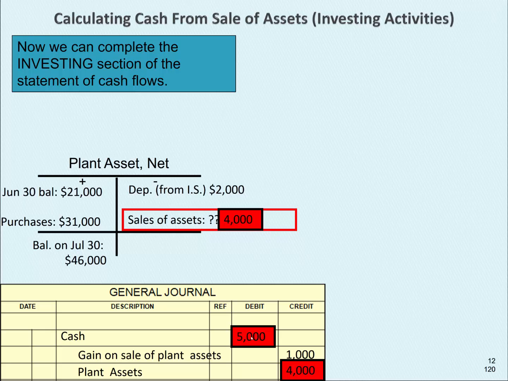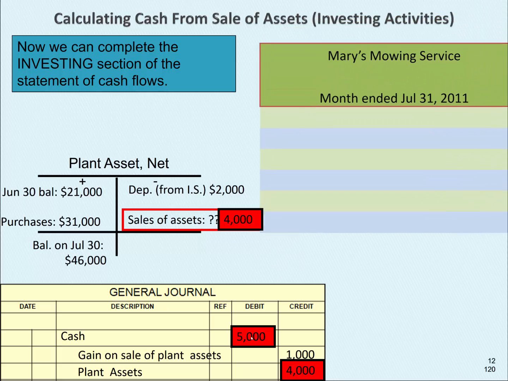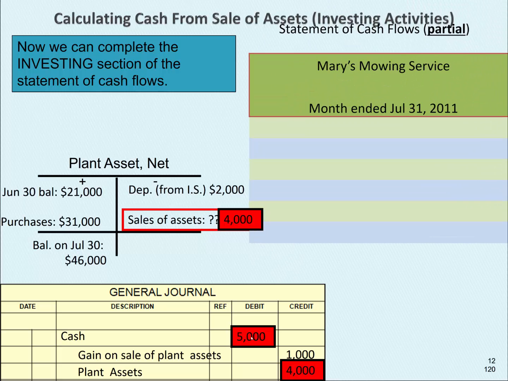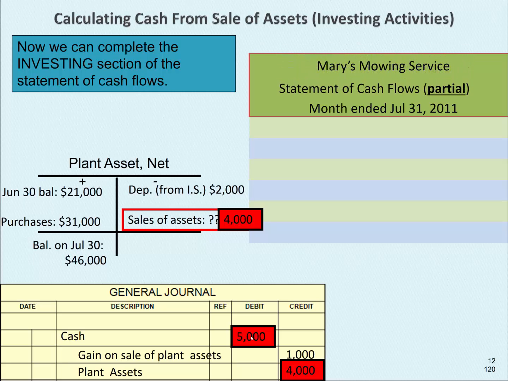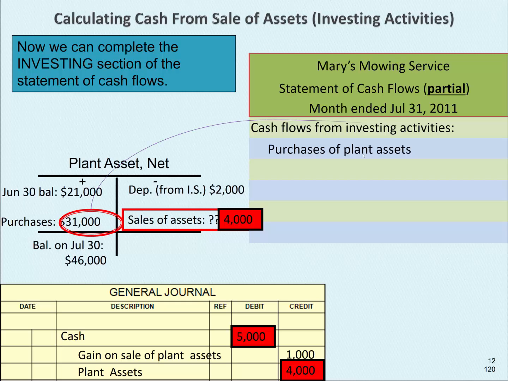Now we can complete the investing section of the statement of cash flows. Remember, this is just a partial statement of cash flows. We're only working with the cash flow from investing activities. So in the investing activity section, remember, we need changes to long-term assets. So over here, were there any changes to the long-term assets? Well, yeah, we purchased $31,000 of plant assets. So we place purchase of plant assets, and if we purchase them, which way did cash go? Cash is going down because we purchased them.